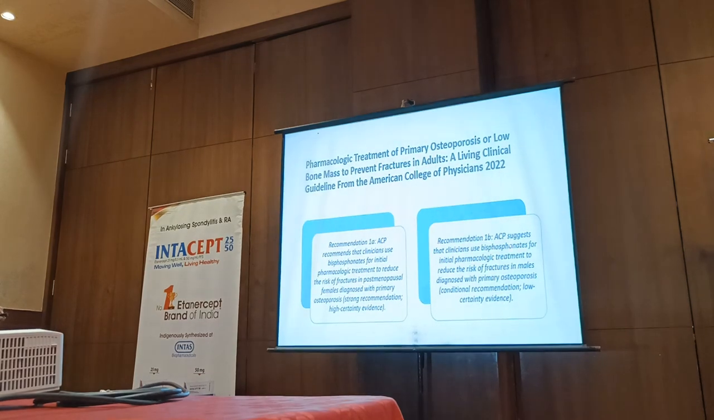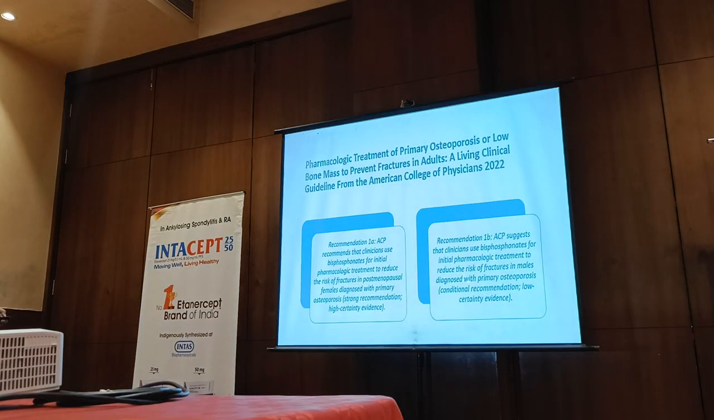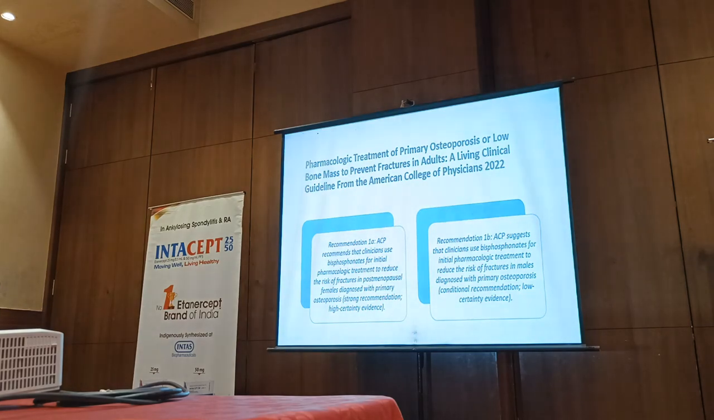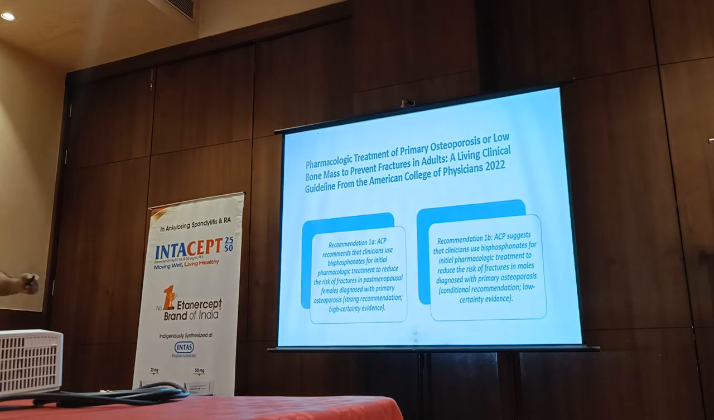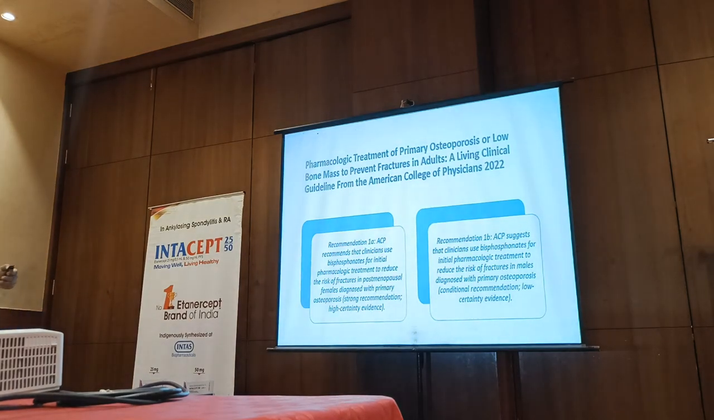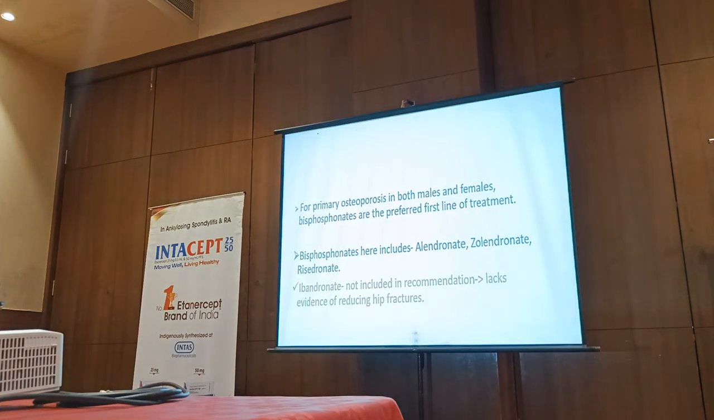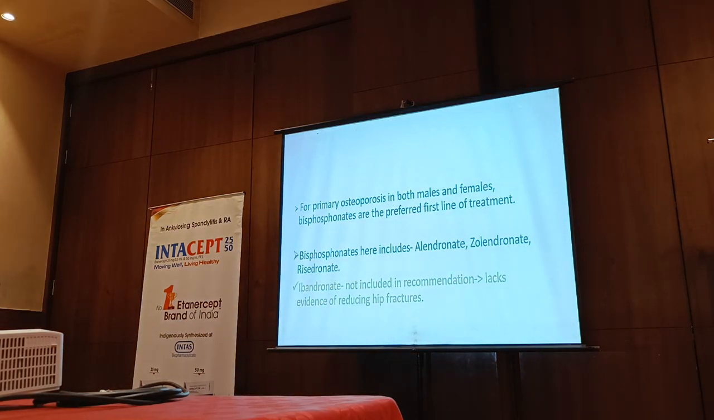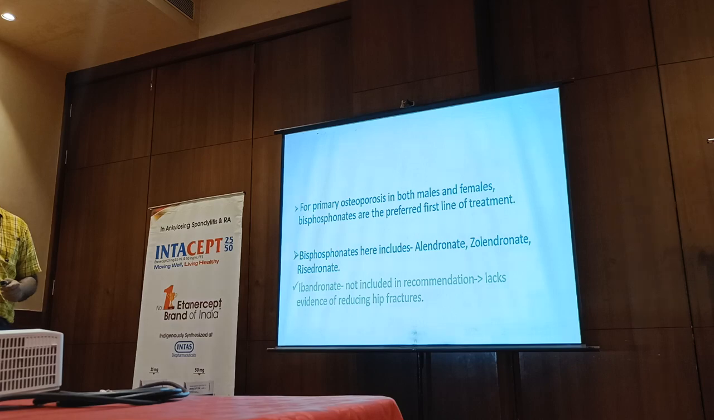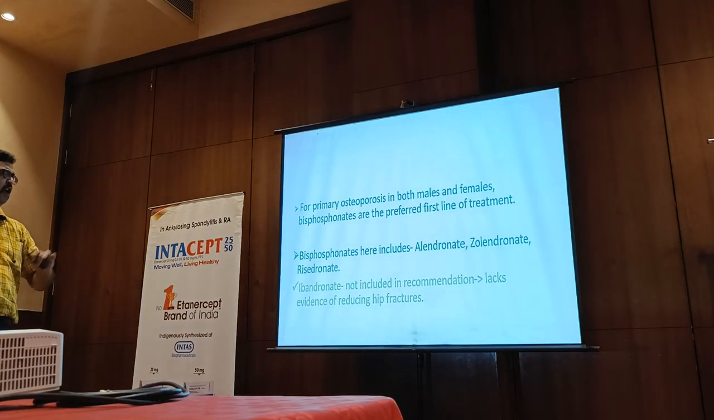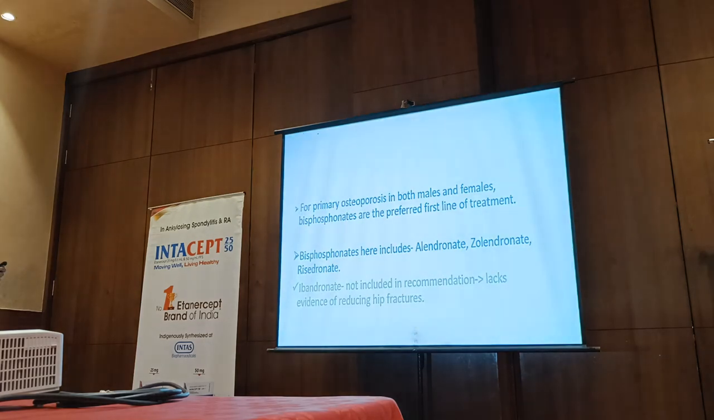On the other end, for pharmacological treatment to reduce risk of fracture in males, there is low certainty evidence. It is strongly evident in case of postmenopausal females. On the other hand, for males, it's not so strong as an initial pharmacological treatment in a male having a risk of fracture. So for primary osteoporosis in both male and female, this is possible as the preferred first line of treatment. Mostly preferred drugs are alendronate, zoledronate and risedronate. On the other hand, ibandronate has a lack of evidence in reducing hip fracture, so it is not so recommended as the other three drugs.